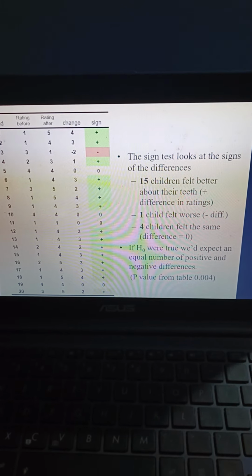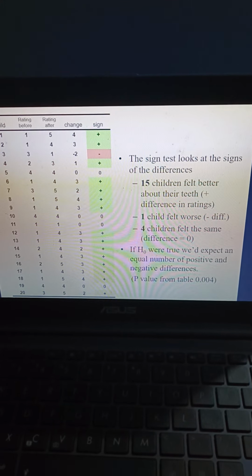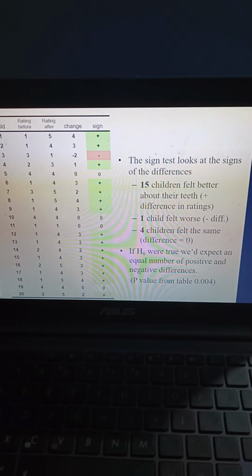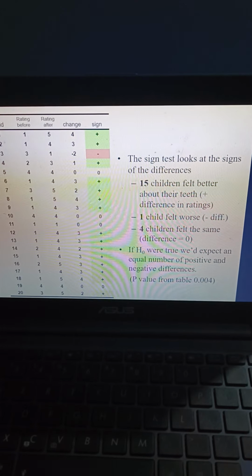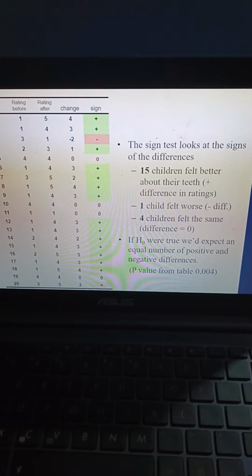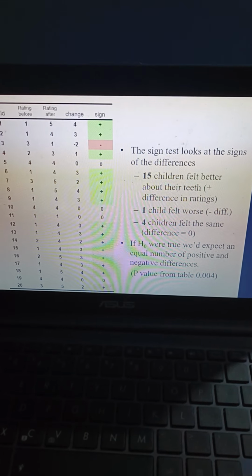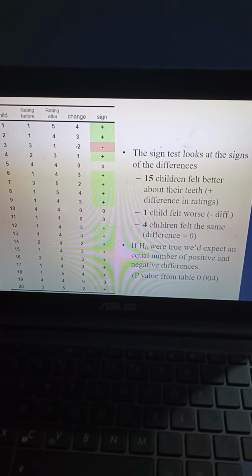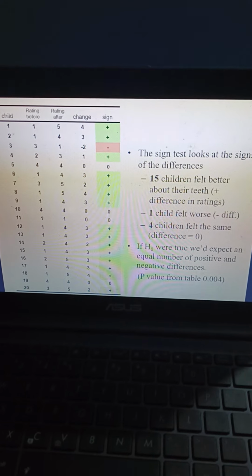Minus: 15 children felt better about their teeth, plus difference in ratings. One child felt worse, minus difference. 4 children felt the same, difference equal 0. If H0 were true, we would expect an equal number of positive and negative differences. P value from table 0.004.